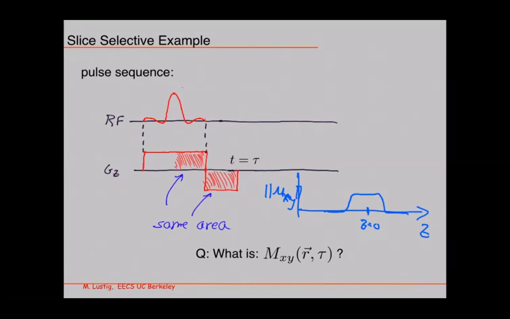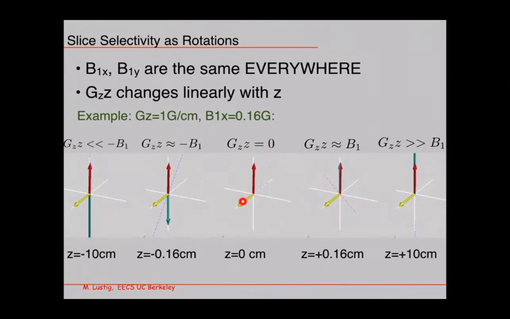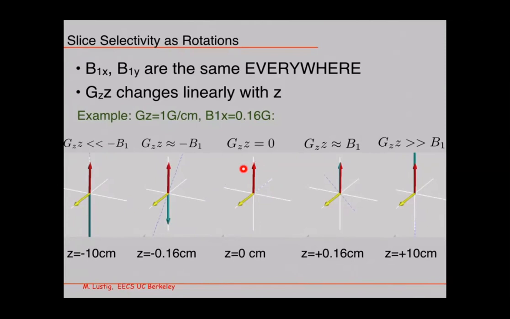All right. And so just to try to hand wave what is going on, let's actually see what is going on. We said that in the center, Gz times z equals zero. So here we should have a perfect excitation. The spins should just go and be excited, no problem whatsoever. As long as the RF is on, the magnetization will precess about the RF, and it will just go like this, moving in the zy plane.